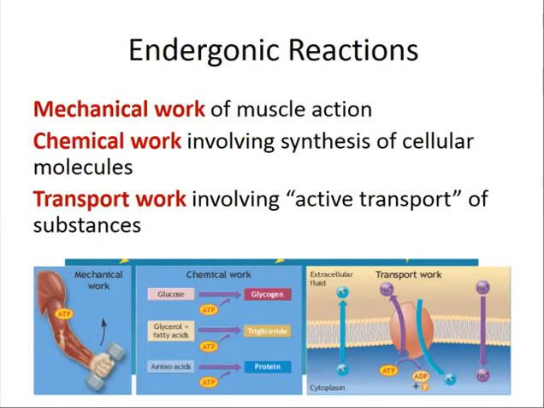So converting various substrates into bigger molecules, glucose into glycogen, for example, glycerol and fatty acids into triglycerides, which can be broken down for energy when needed. Using individual amino acids to make proteins is another example. Building blocks for muscle and various other tissues is another example.